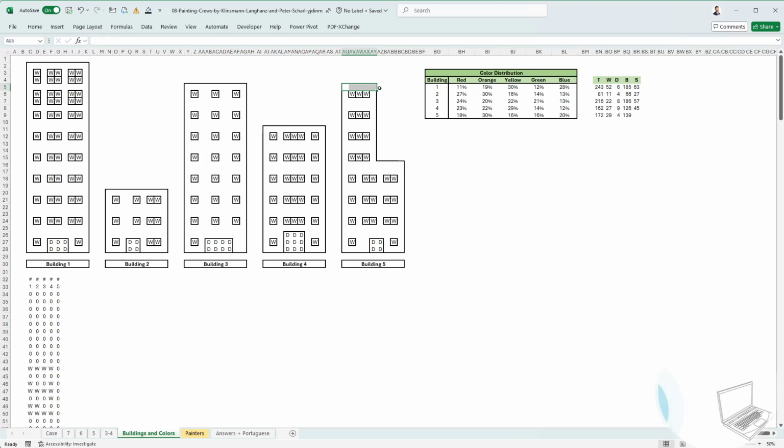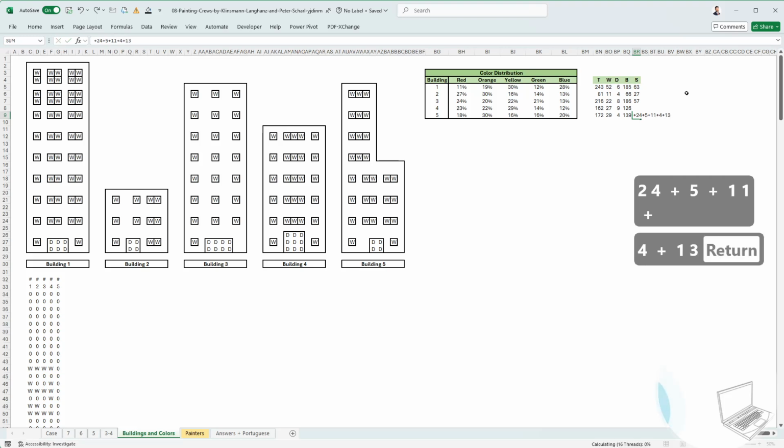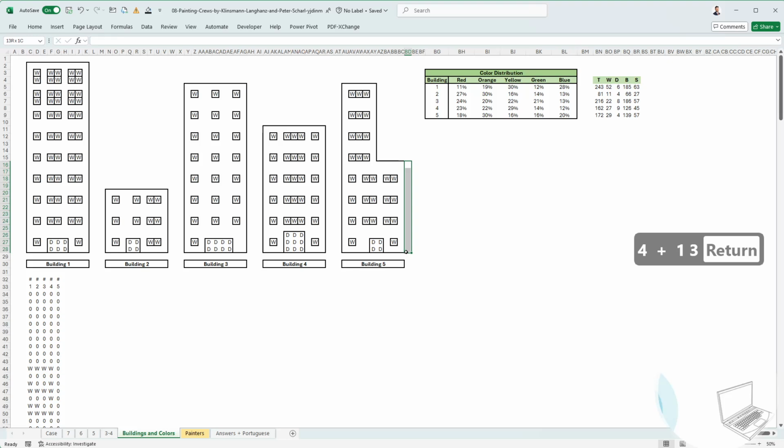Yes, the same thing, but plus 5 plus 11 plus 4 plus 13 plus 5 plus 11 plus 4 plus 13. 4, 11, 5, 24. Okay.